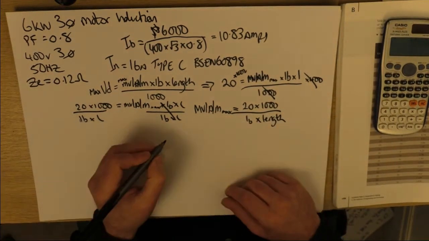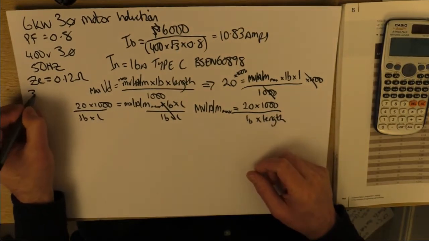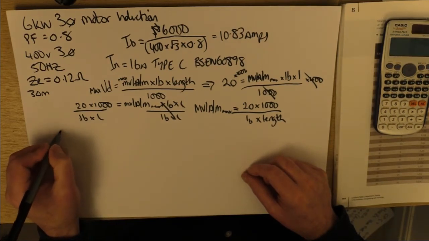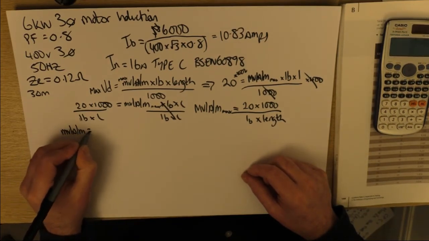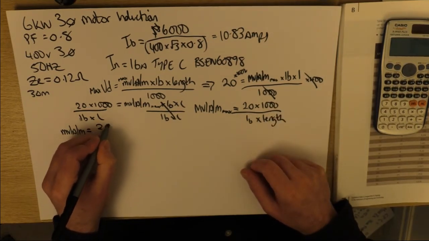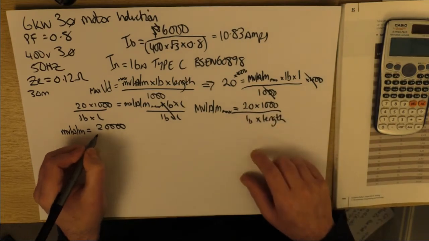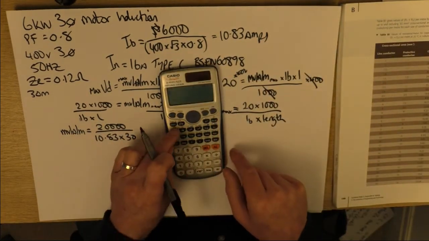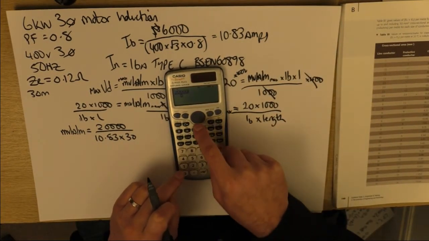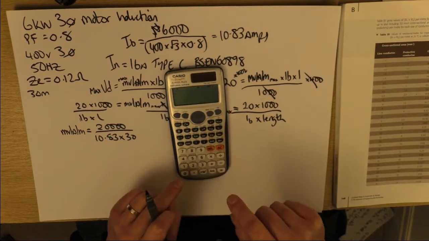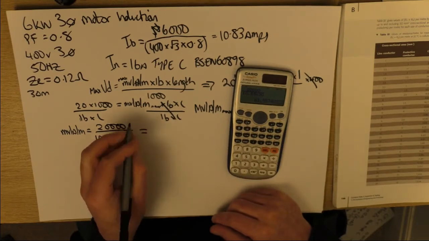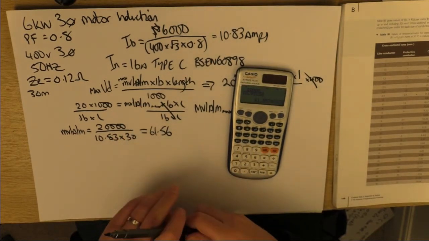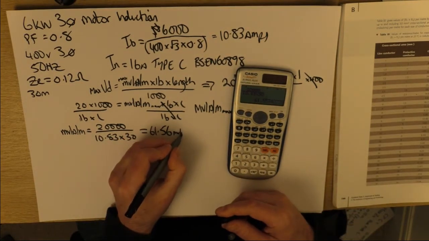Okay, so we've got that, and we've got that. It was 30 meters, wasn't it? So millivolt per amp per meter equal to 20 times 1000 divided by 10.83 times 30. So our maximum millivolt per amp per meter value then is 61.56 millivolt per amp per meter.